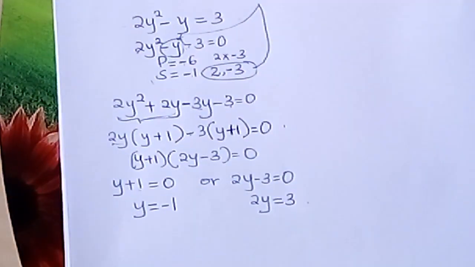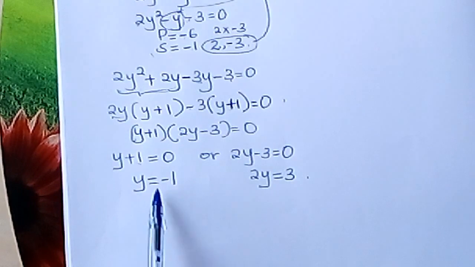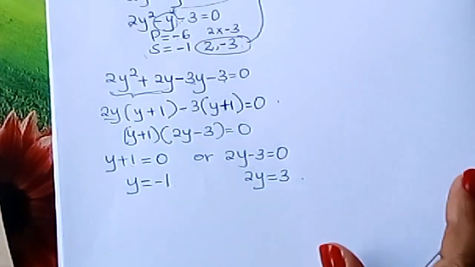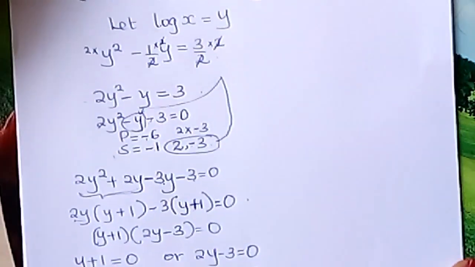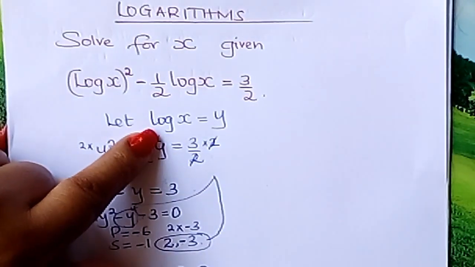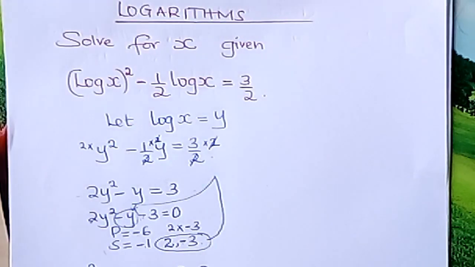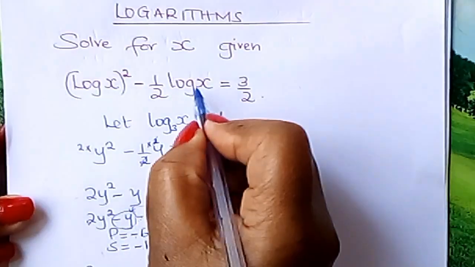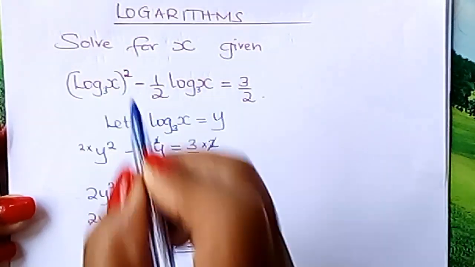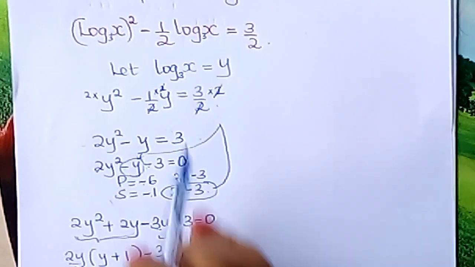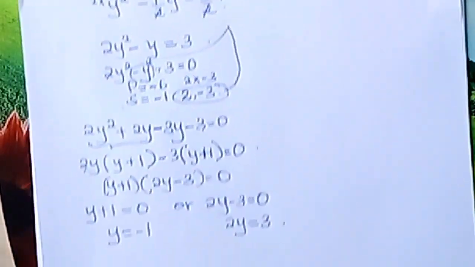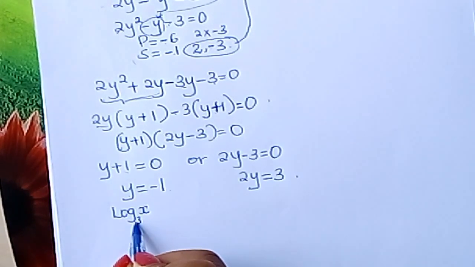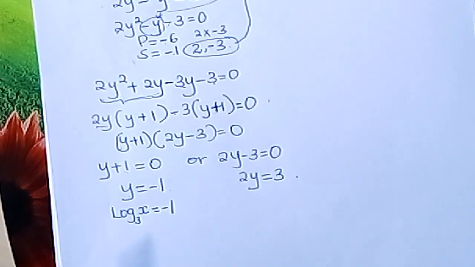So learner, you now ask yourself, y is equal to negative 1. But what was y, learner? Our y, from the very first point, was log x. In fact, all this should be to base 3, all the way from the beginning. So our log x to base 3 was y. You fix it here: log x to base 3 is equal to negative 1.